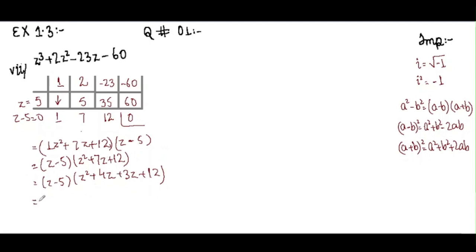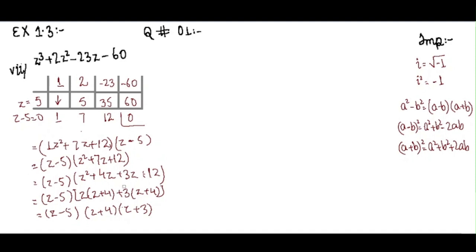So now we are going to write it as z minus 5 into z is taken common in between these two terms, and inside the bracket we get z plus 4. 3 is taken common in these two terms, and again we get z plus 4. Now z minus 5 into z plus 4 written as it is into z plus 3. So this is your answer of part number 7.